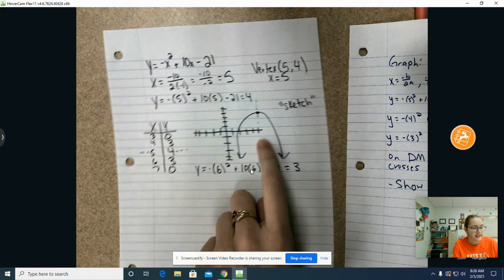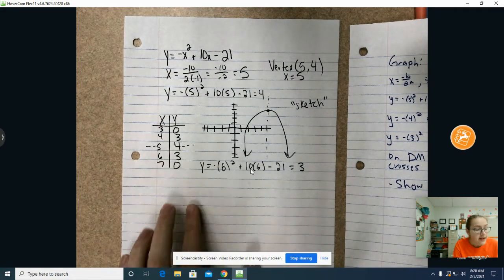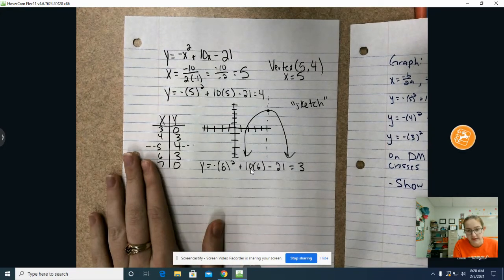Okay, so this is just a rough sketch, what I drew here. These are the actual points that are on the parabola, and this is what we're going to have to find in our Delta Math assignment.